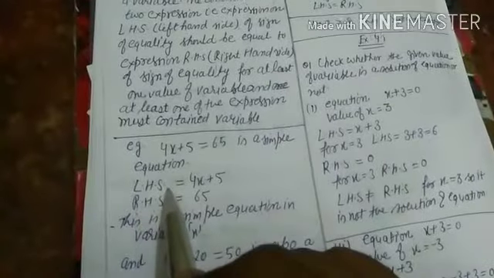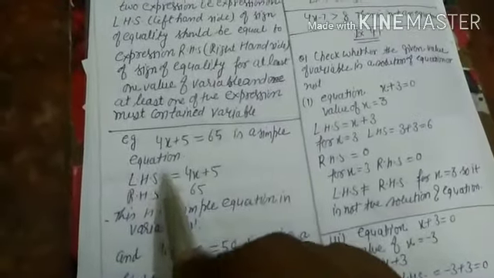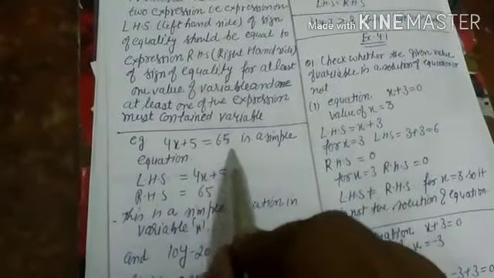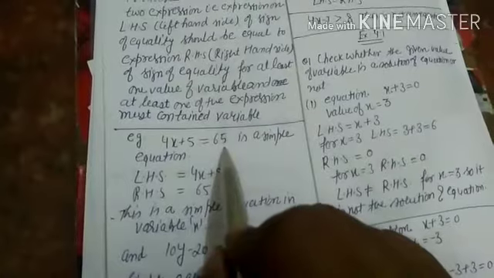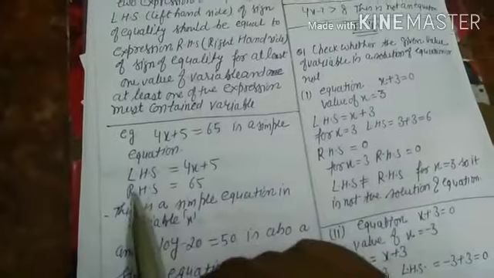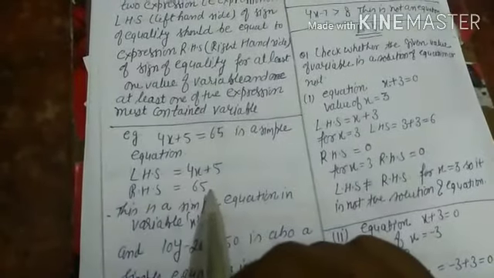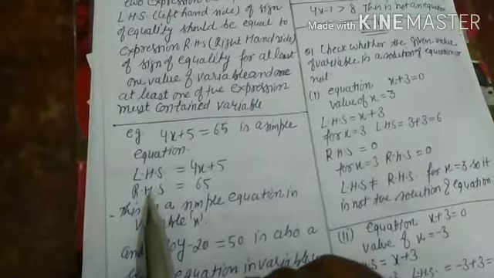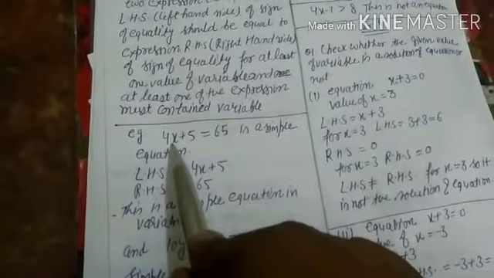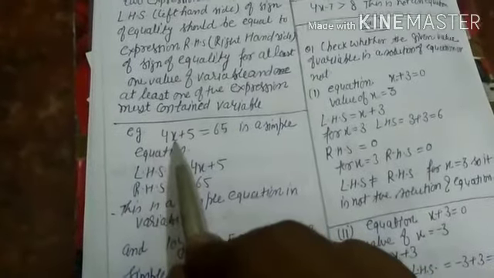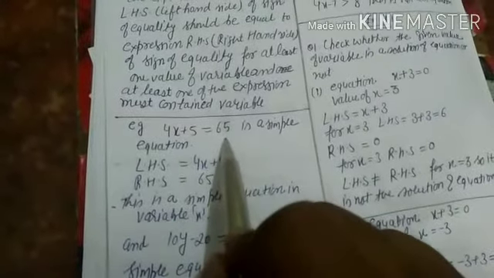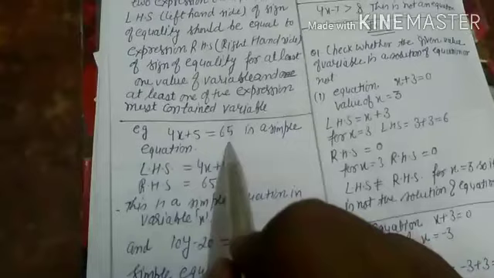LHS is the short form of left hand side, and in our equation it is equal to 4x plus 5, and the expression on the right side of the sign of equality is known as right hand side. RHS is the short form of right hand side, and it is equal to 65. So this is a simple equation with variable x, and the condition is that 4 times x plus 5 gives 65.